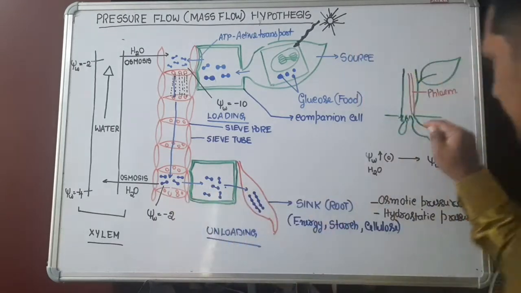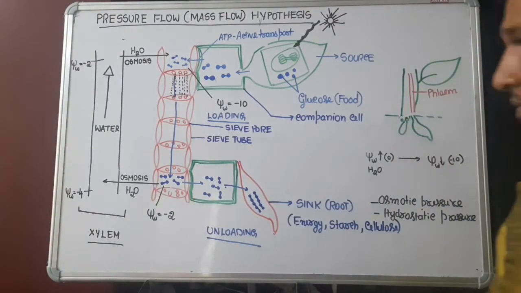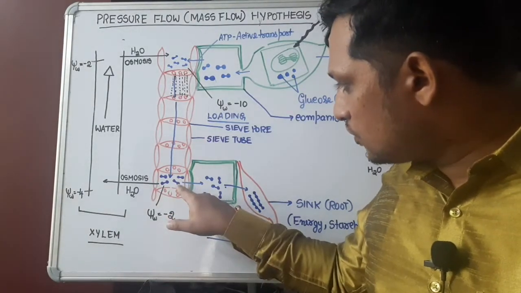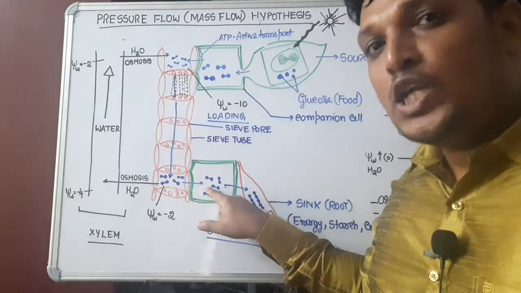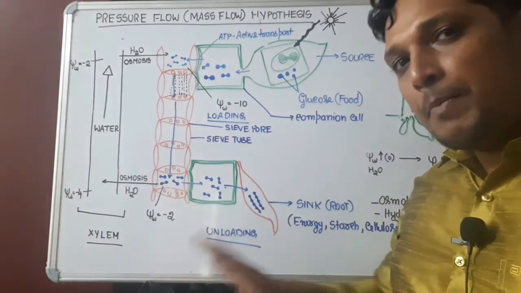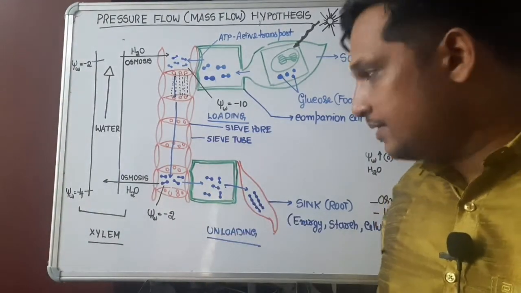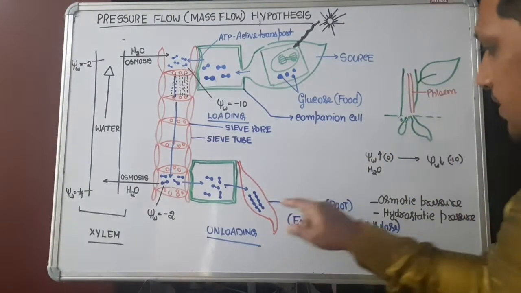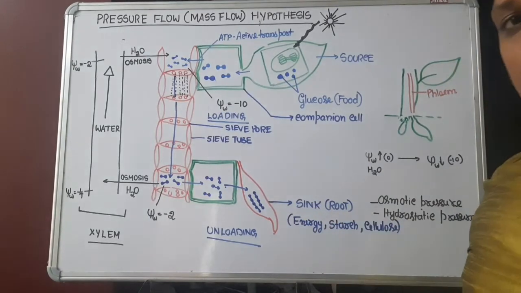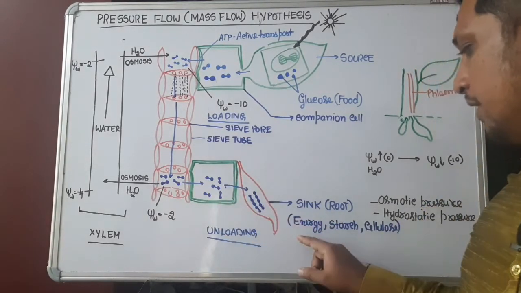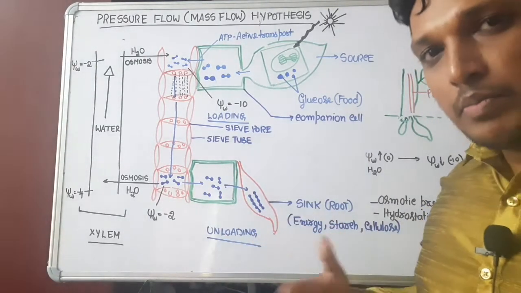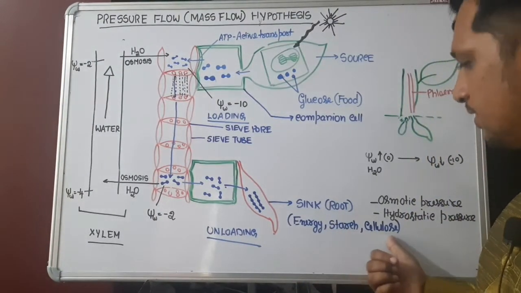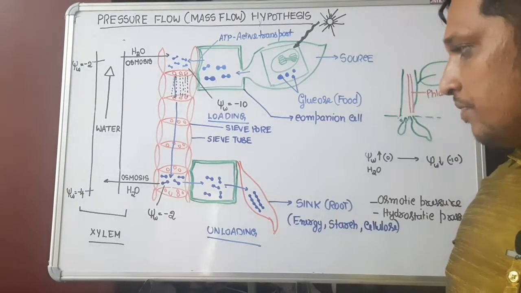Now it comes to the site of the sink. At the site of the sink, sucrose is again actively unloaded, active in the sense of pumped, into the companion cell. The companion cell again pumps it into the sink, like in the root, where sucrose is converted into energy, because breakdown of sucrose and glucose can yield energy, or into starch or cellulose, where it is stored.